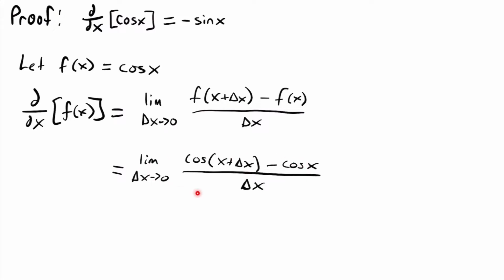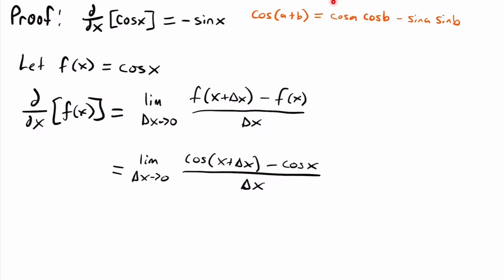And so then in order to solve this limit, the first thing that we're going to need to do is to rewrite this function right here, cosine of x plus delta x, by using one of our trigonometric identities, or more specifically, an addition identity for cosine. And the identity looks like this. We have that cosine of a plus b is equal to cosine of a times cosine of b minus sine of a times sine of b.